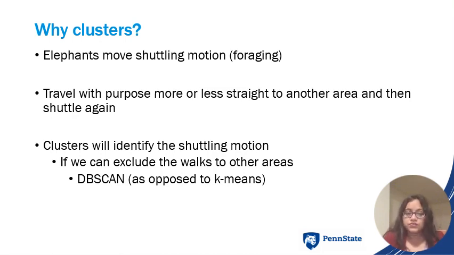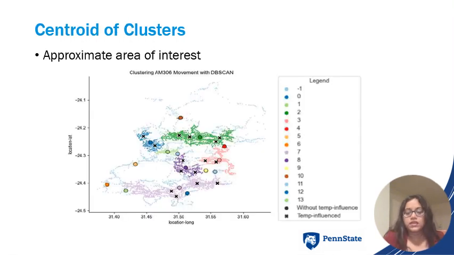And we have also used DBSCAN over K-means because DBSCAN is preferred as it can detect irregular patterns and varying densities in elephant movement, which is not always possible with K-means clustering. Here we provide an example from the dataset.